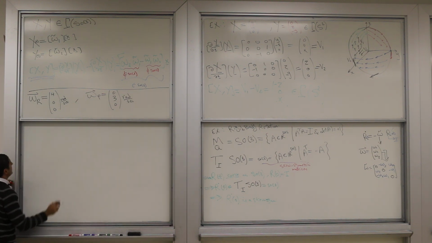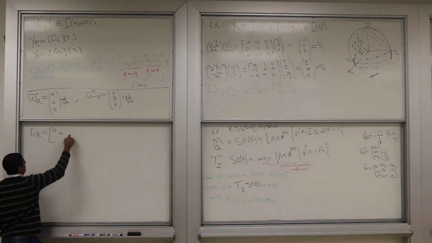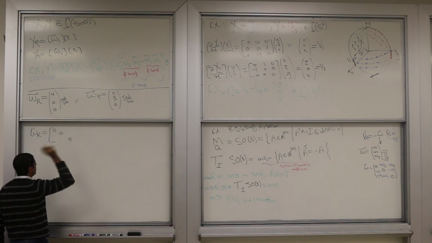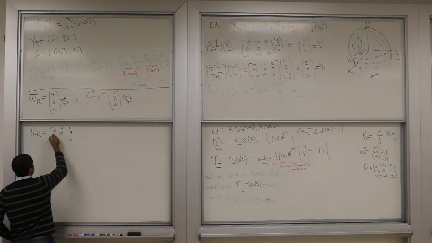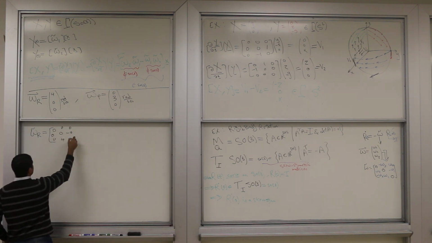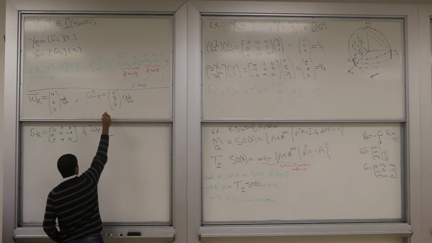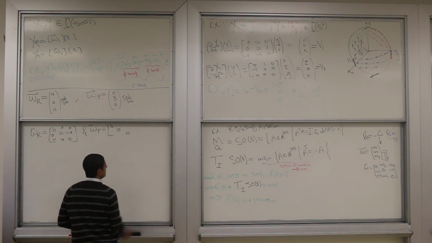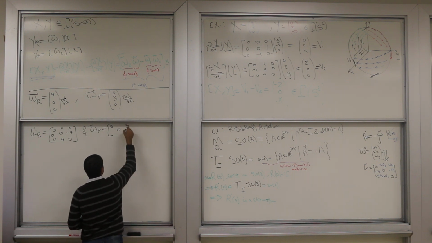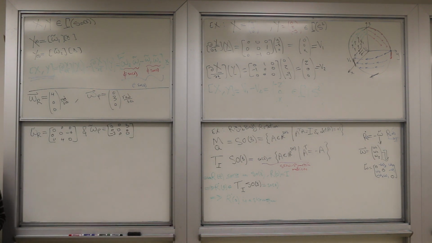Well, each one of these has a corresponding tilde matrix. For omega roll, omega 1 is 4, so I'm going to substitute into the tilde matrix: 0, 0, 0, 0, 0, negative 4, 0, 4, 0. And omega pitch tilde is the same thing, with the 3 in the other position: 0, 0, 3, 0, 0, 0, negative 3, 0, 0. Any questions so far?